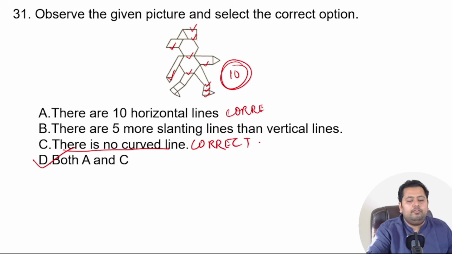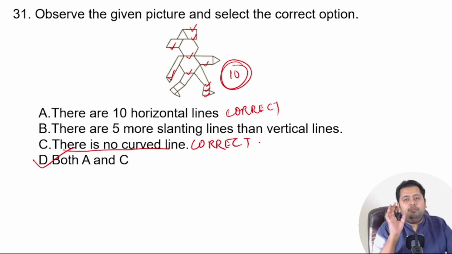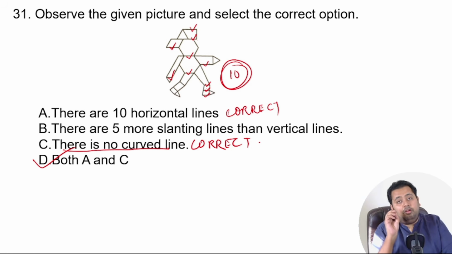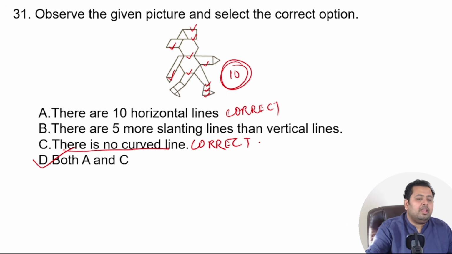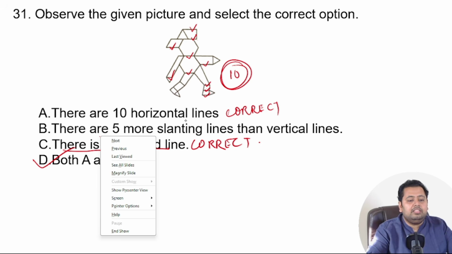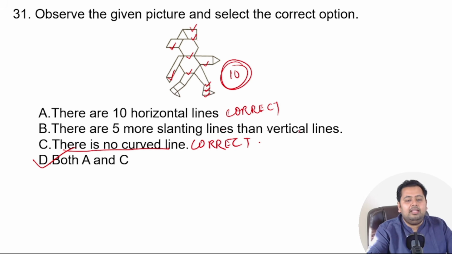You have to be very careful in terms of finding out what the number is. You have to be very observant, or else you will miss out on one line or the other. So you have to observe it really well, right? Then the next part, option B says there are 5 more slanting lines than vertical lines.